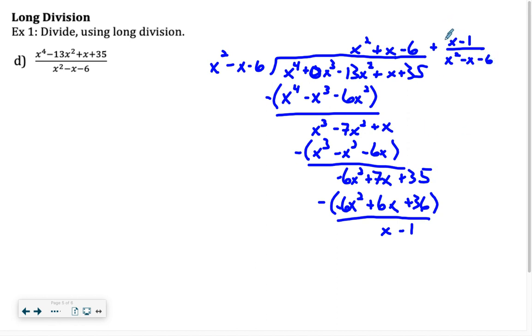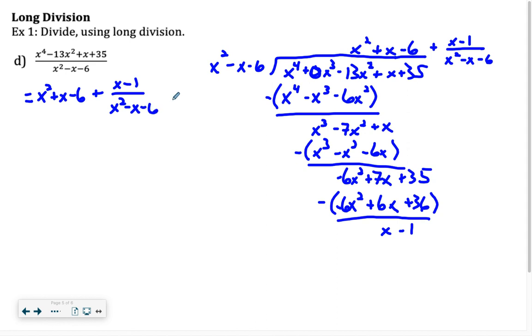Okay? My remainder could be as large as, always, 1 power less than my divisor. So here my divisor was second degree. That means I could end up with a remainder of a first degree. If my divisor was third degree, I could have a remainder that would be a second degree polynomial. Okay? So my answer here is just x squared plus x minus 6 plus x minus 1 over x squared minus x minus 6. Right?